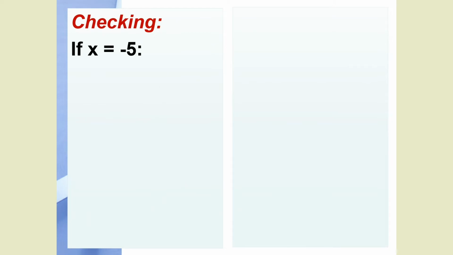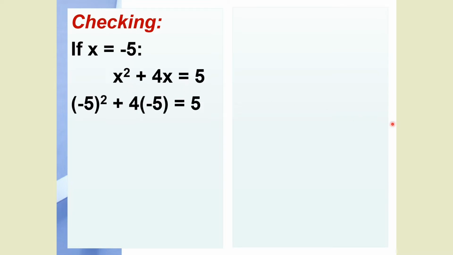For the checking, ang sabi is substitute yung na-compute na value ng x sa original equation. So, if x is equal to negative 5, ang equation ay x squared plus 4x equals 5. So, replace x by negative 5. So, negative 5 squared plus 4 times negative 5 equals 5. Yung negative 5, quantity squared is positive 25. 4 times negative 5 is negative 20 equals 5. And 25 minus 20 is 5.